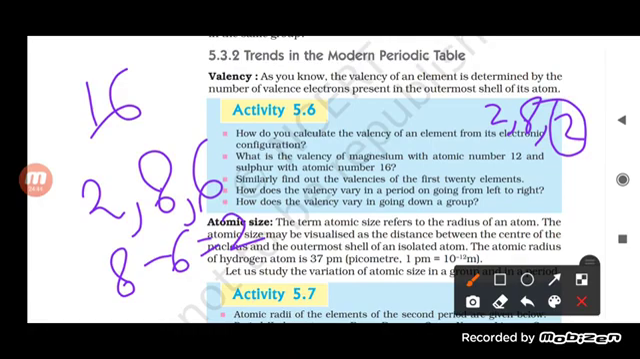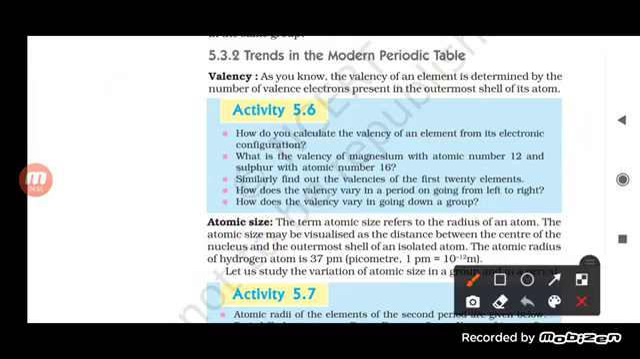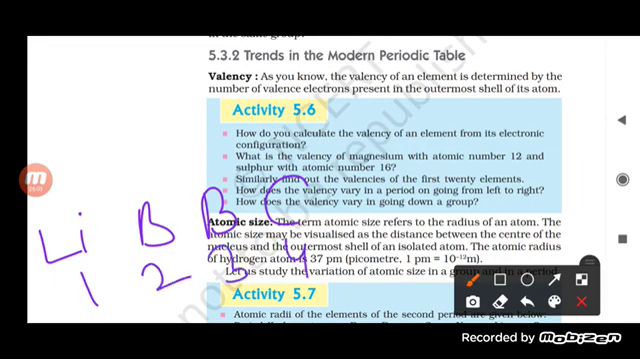How does the valency vary in a period going from left to right? When we move from left to right, at first the valency increases to 4. Like lithium is there, beryllium is there, boron is there, then carbon is there. Then nitrogen, oxygen, fluorine are there, so it will decrease again. So at first it increases and then it decreases.